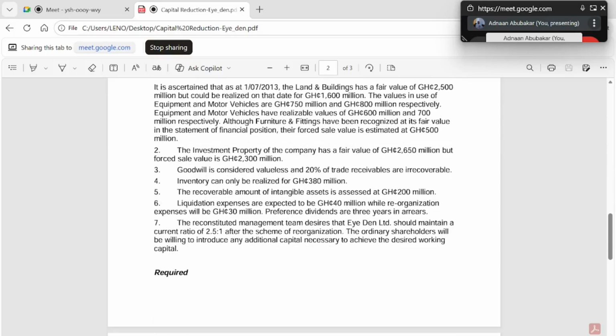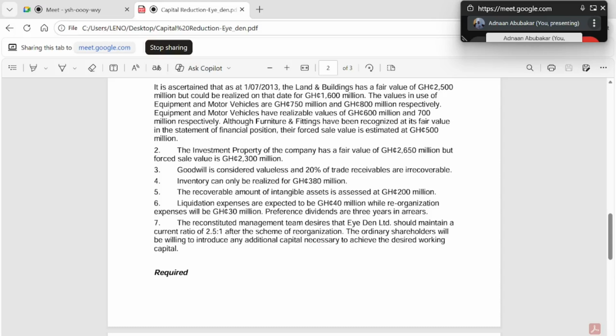In the additional information, they say it is ascertained that as at 1st June, the land and building has a fair value of 2,500 million, but could be realized on that date for 1,600. Take note of all these things. The fair value in use of the equipment and motor vehicle are 750 million and 800 million respectively. Equipment and motor vehicle have realizable values of 600 million and 700 million respectively. Although fixtures and furniture have been recognized at fair value in the statement of financial position, their for-sale value is estimated at 500 million. Investment property of the company has a fair value of 2,650 million, but its for-sale value is 2,300 million. Goodwill is considered valueless, and 20% of trade receivables are irrecoverable.